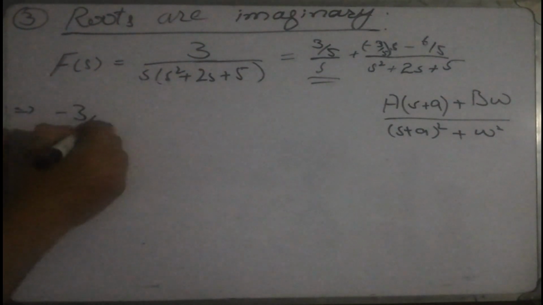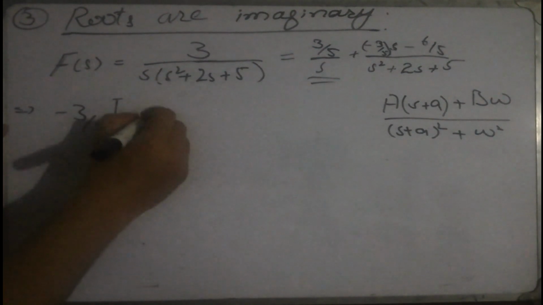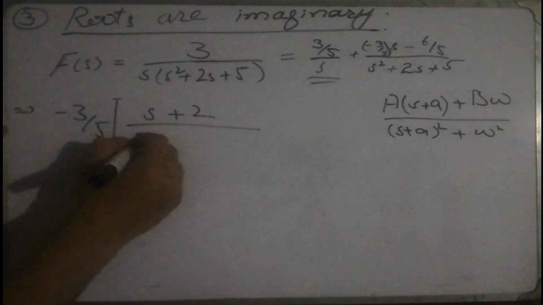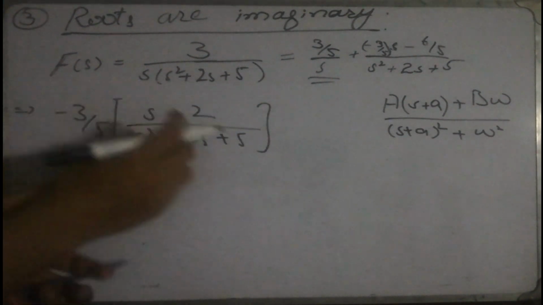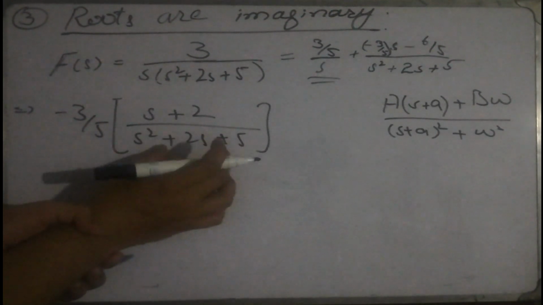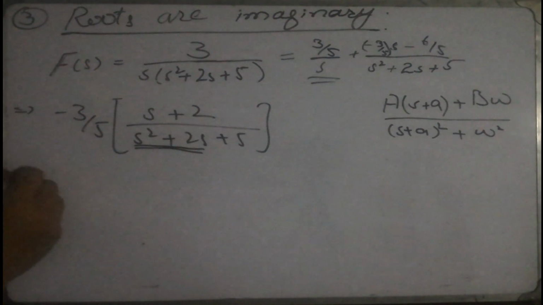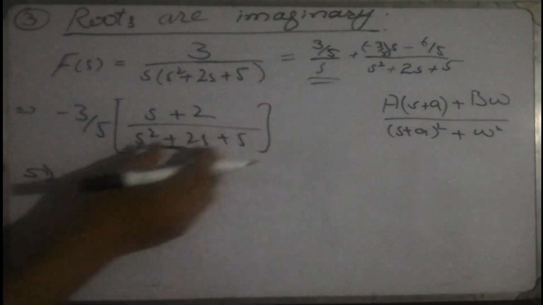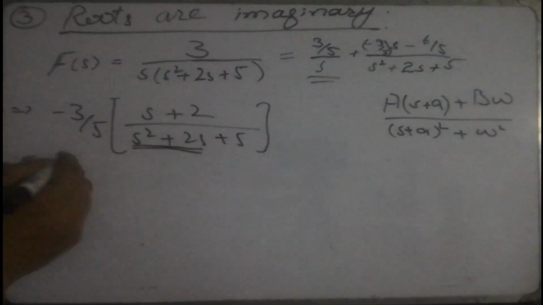So I will take negative 3 by 5 common from here to make it simpler, and then you will be left with s plus 2 divided by s square plus 2s plus 5. Okay. Now we need to factorize it, but we cannot. So for that we would be making it a complete square, and let's do that, because we are having a square over here, so we want this to be square and we want this to be square. Let's do that.